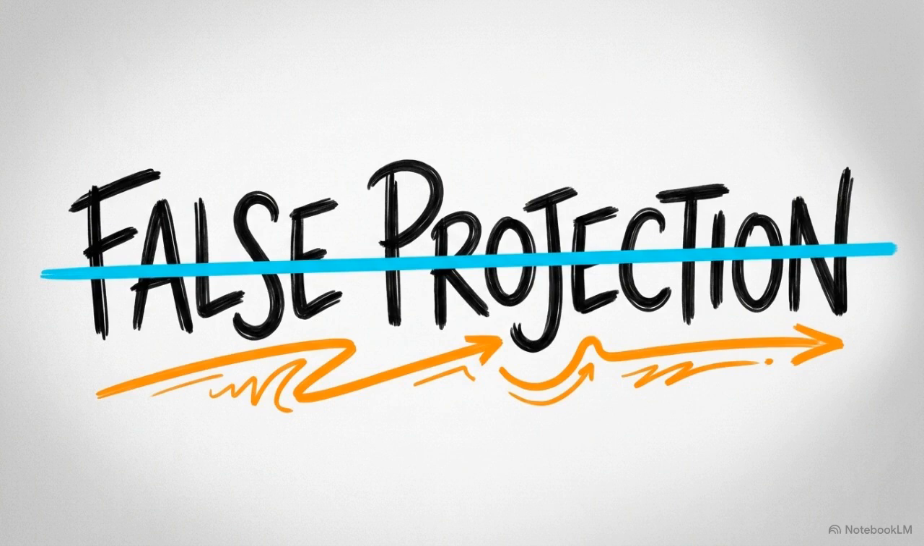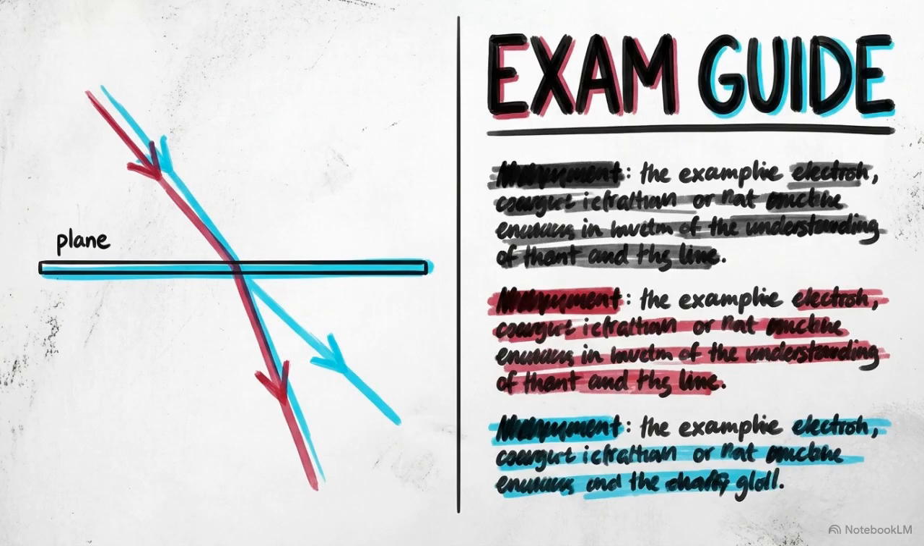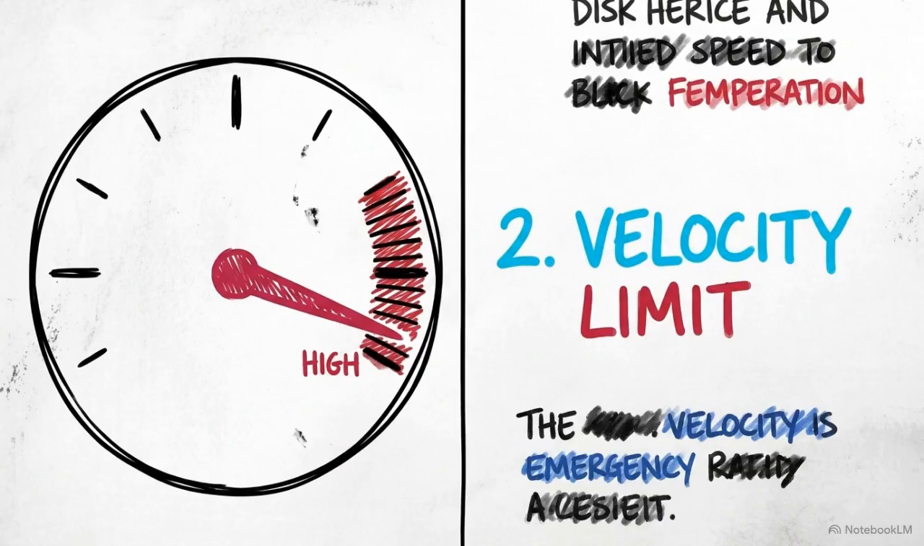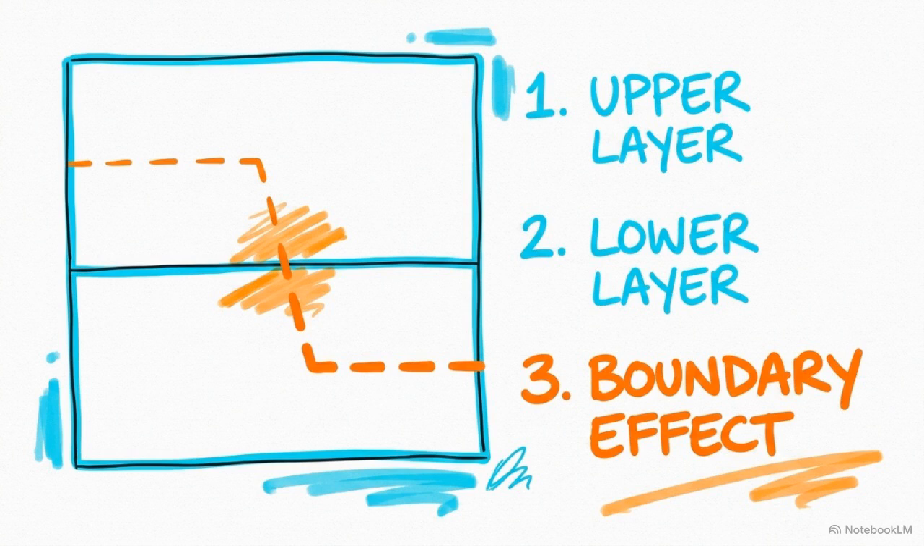For your Class 10 exams, this infographic details the 3 critical rules you need to master. First, refraction is the bending of light. Second, a higher refractive index equals a slower speed. And third, transitioning between any 2 different mediums will trigger that bend.